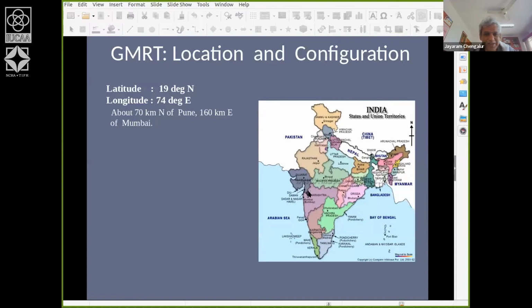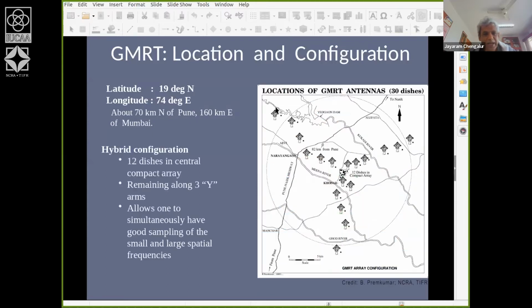I hope you can see that very small antenna, which shows you roughly where the GMRT is located. And I'll show you now the configuration of the antennas. There are 12 dishes in a central compact array located about 1 kilometer on a side. And there are 12 dishes in a kind of pseudo-random array packed in that area. And then the remaining dishes are spread on these roughly Y-shaped arms, which are about 14 kilometers across. Three arms, which make a roughly Y-shaped array.